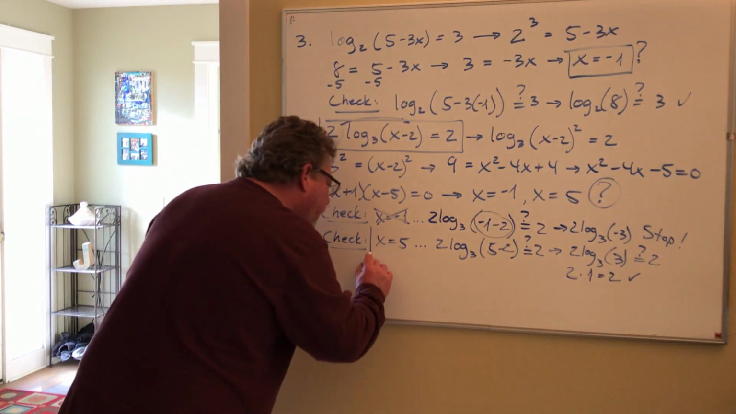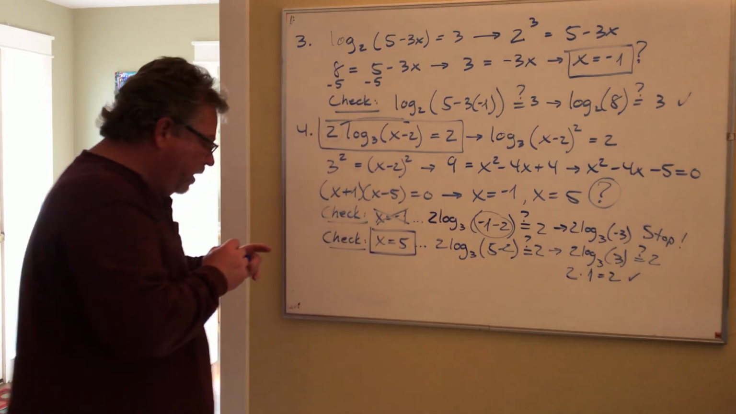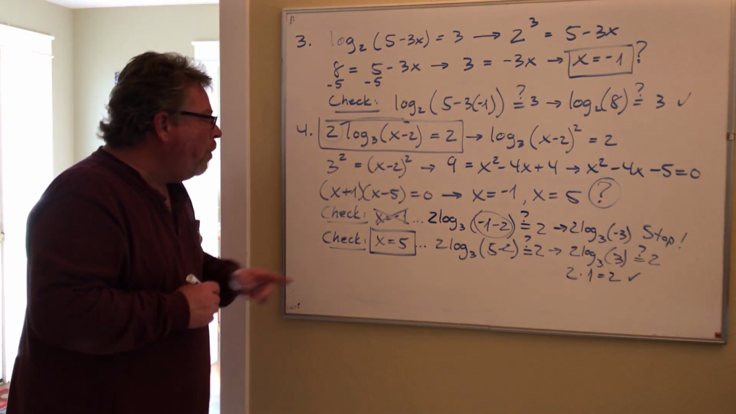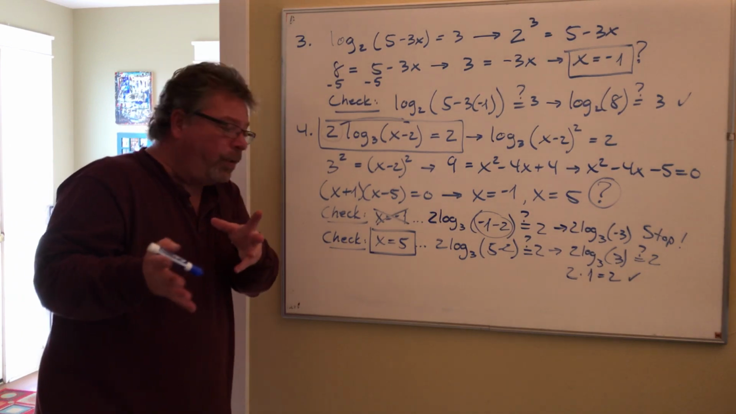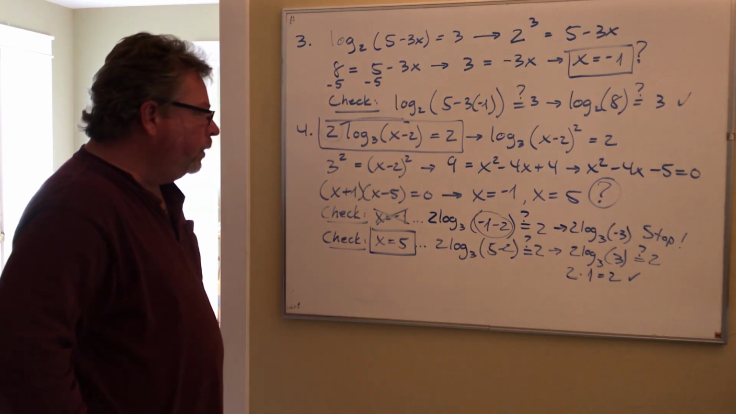So where are we? So x equals 5 is a legitimate solution. X equals negative 1 is extraneous. Nice.